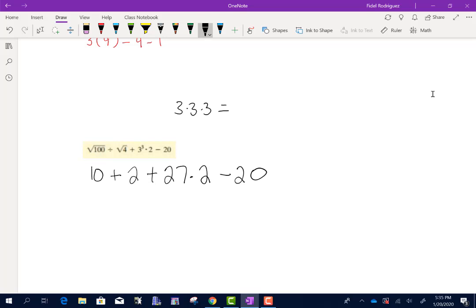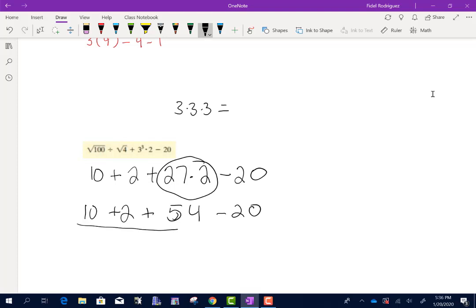Okay, so remember, after we've taken care of our square roots and our exponents, we now need to go to multiplying and dividing. So the only multiplying we really have is this piece right here. So I'm going to leave the rest of this alone. 10 plus 2 plus, let's see, 27 times 2 is 54 minus 20. Now, if you notice these here, we're just going to add those numbers together. So 10 plus 2 is 12. 12 plus 54 should be 66 minus 20. And 66 minus 20 is just 46.